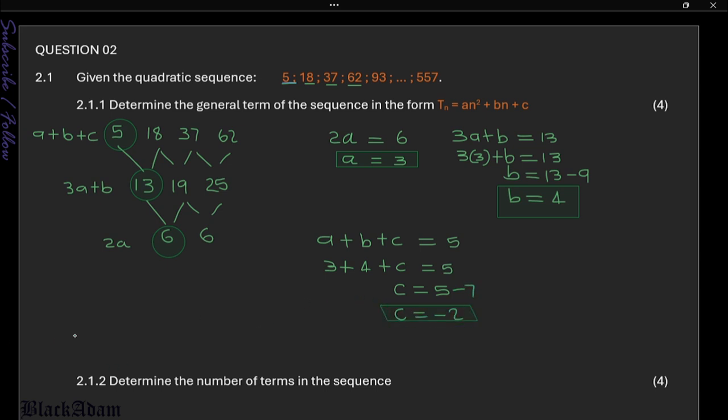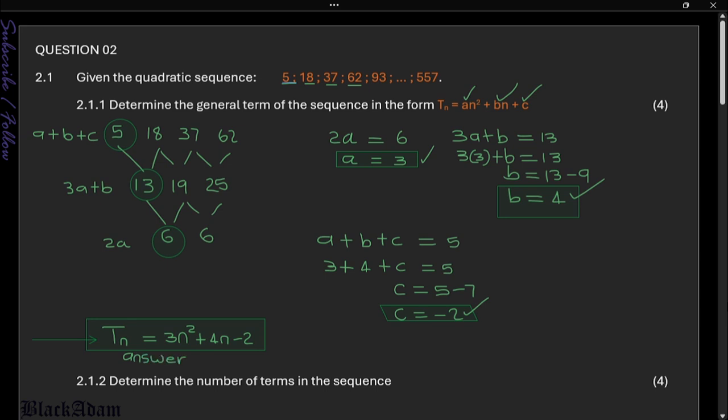So we already have values of a, b, and c. Then from there we just punch them in. Our a is 3, so that's 3n squared, that's the quadratic equation. And then b is 4, so plus 4n. And then c is negative 2. So that is our equation, and that's our answer for 2.1.1.